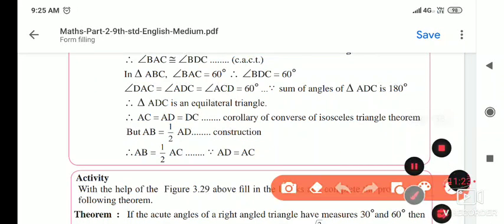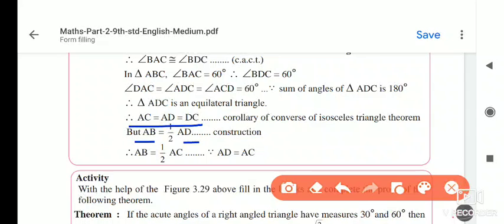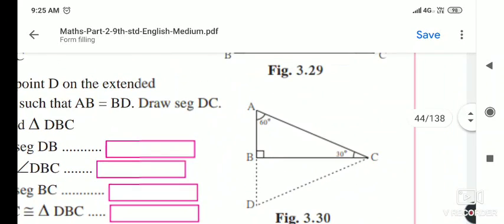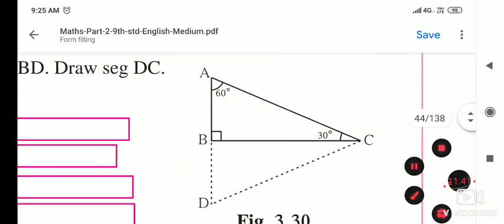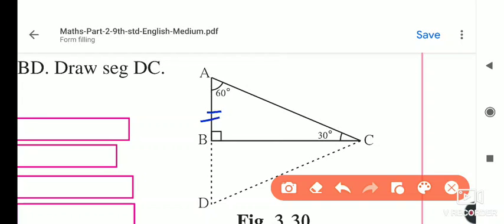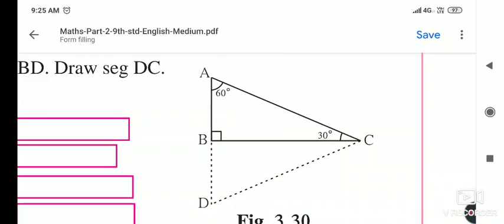So here AB is equal to half of AD, which is equal to AC. AB is half of AD, our construction is there, and this AD is there, you just replace with the AC, and that is our proof. Understand? So from this what we are understanding is that in a 30, 60, 90 right-angled triangle, the side opposite to 30 degree is half of the hypotenuse. Understood all of you? This is the activity.